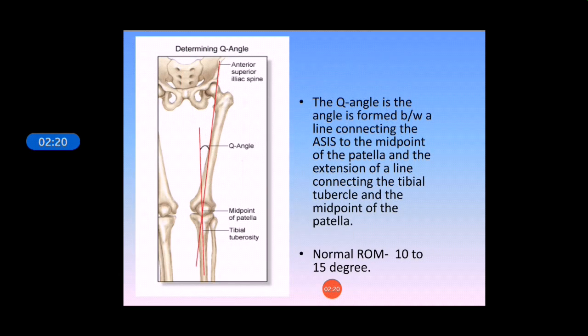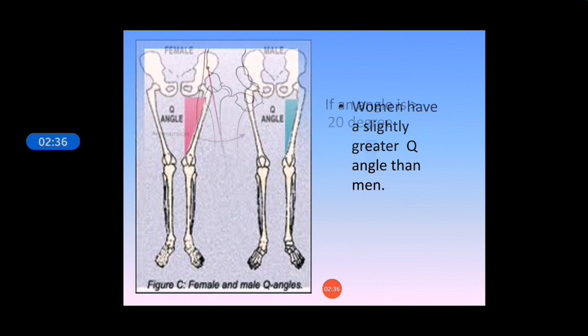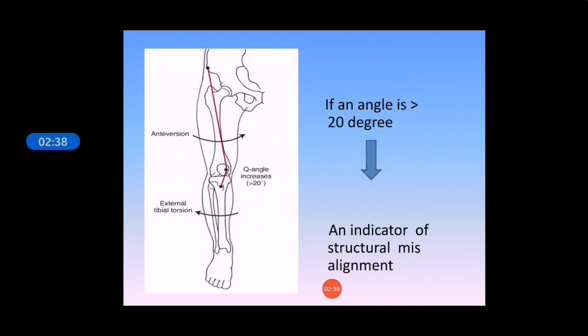One more angle is the Q angle. It is the angle formed between a line connecting the ASIS to the midpoint of the patella and the extension of a line connecting the tibial tubercle and the midpoint of the patella. Normally it is 10 to 15 degrees. This angle is more often seen in ladies as compared to men. If this angle increases to more than 20 degrees, it is an indicator of structural misalignment.